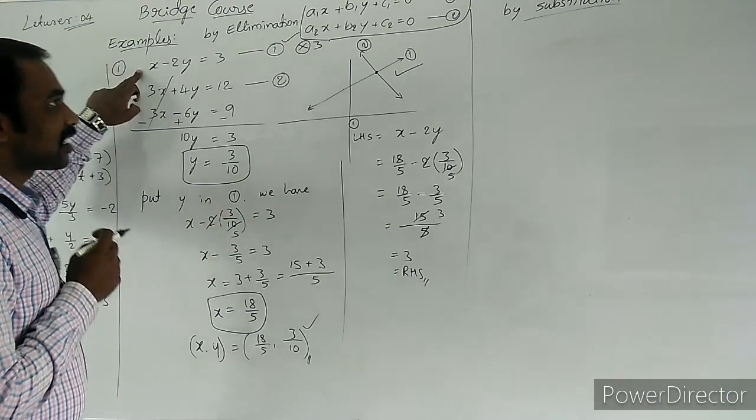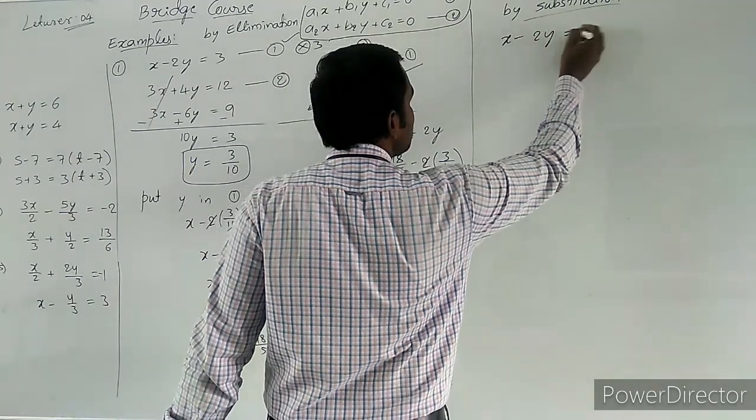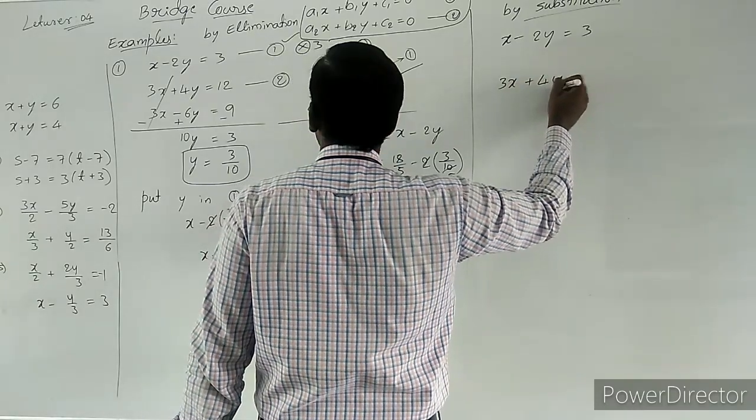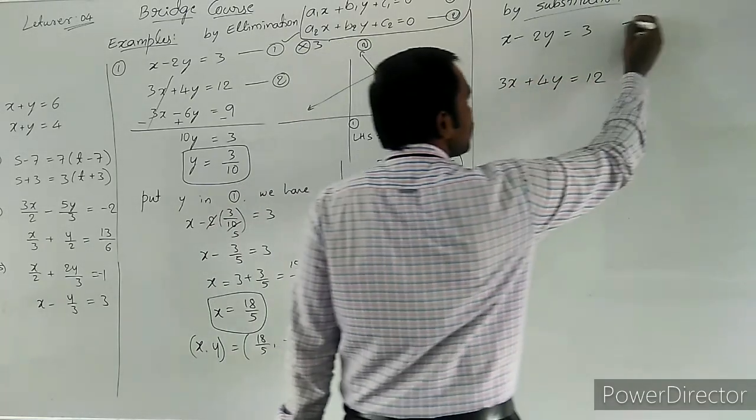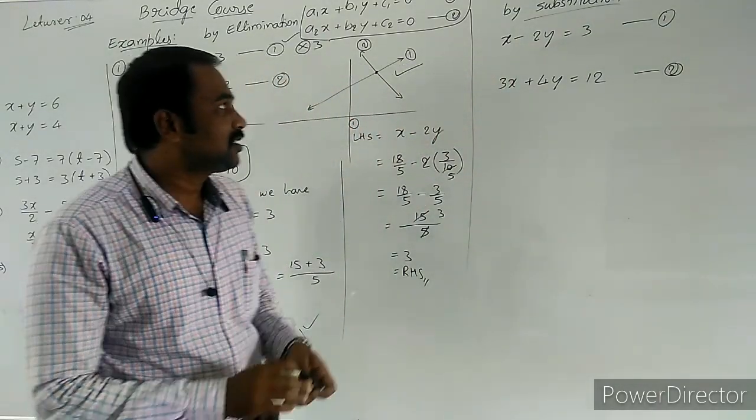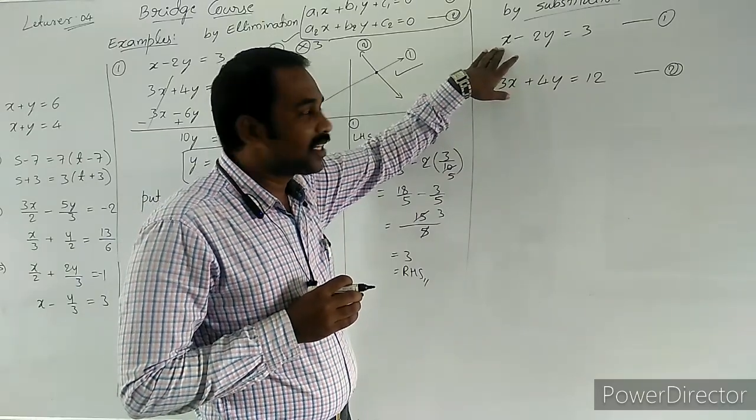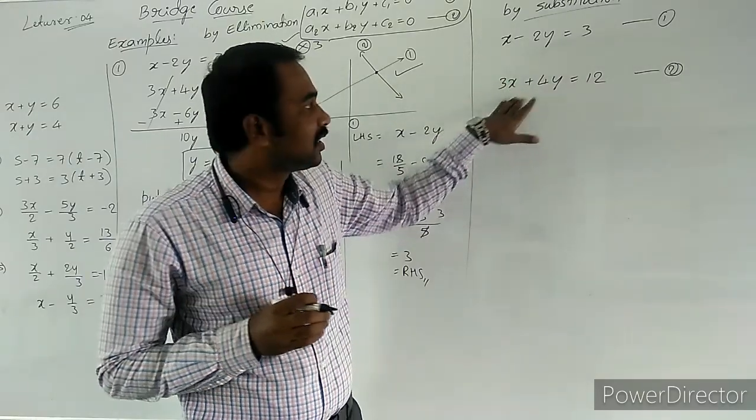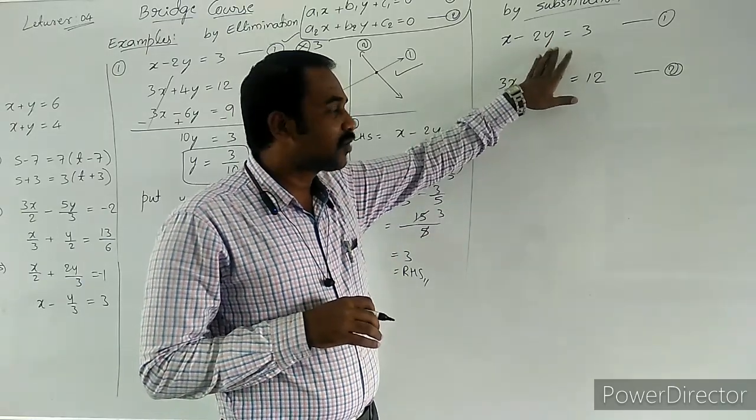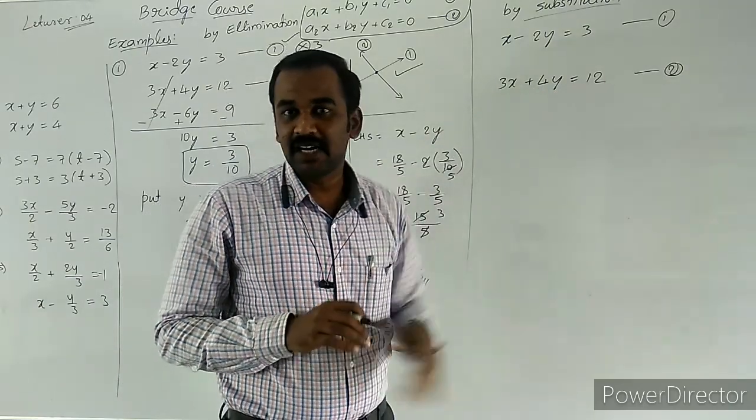Here the equations are there. I am going to write the equations one more time. x minus 2y is equal to 3, and apart from that 3x plus 4y is equal to 12. Equation number 1 is that, equation number 2 is that. Substitution method means get the x value from equation number 1, substitute that x value into equation number 2, then we will get the y value. Or else get the y value from equation number 1 and substitute that y value in equation number 2, and we will get the required answer.